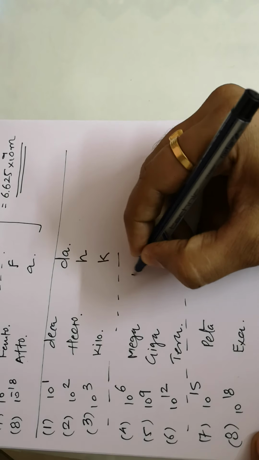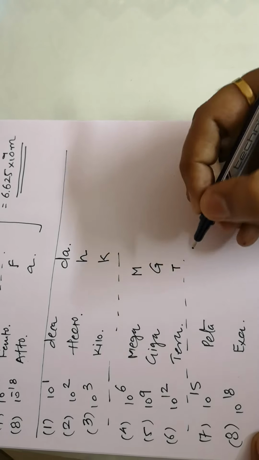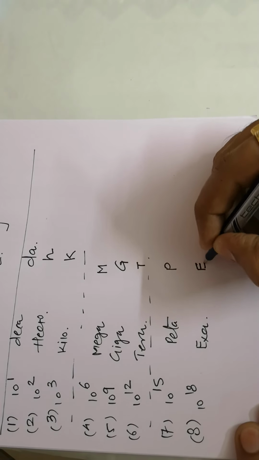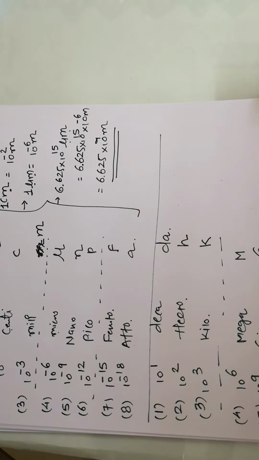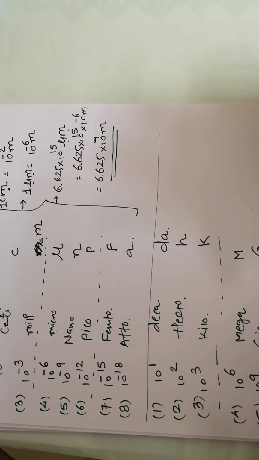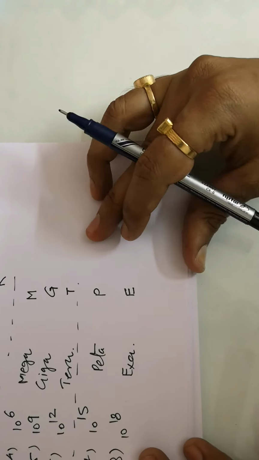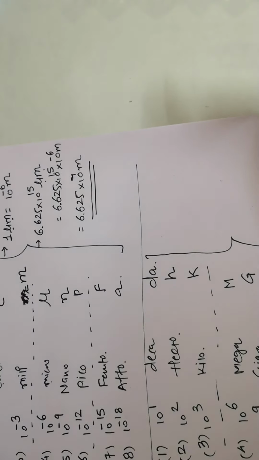Mega is represented by the capital M, giga by a capital G, tera by a capital T, peta P is also capital, and exa E is capital. Yes, in physics there are so many quantities. You can see pico is a small p, while we have peta as a capital P. You can also see how we are converting it.